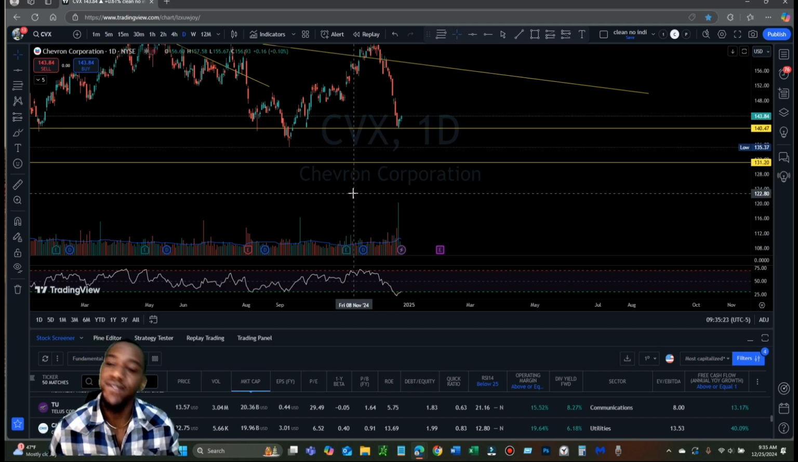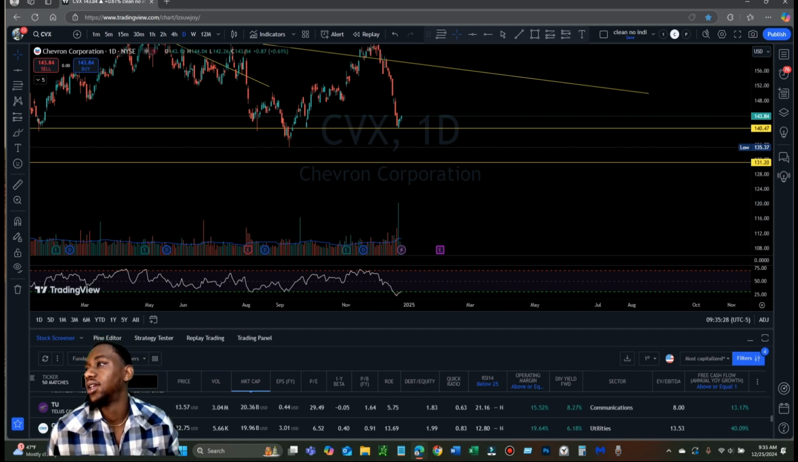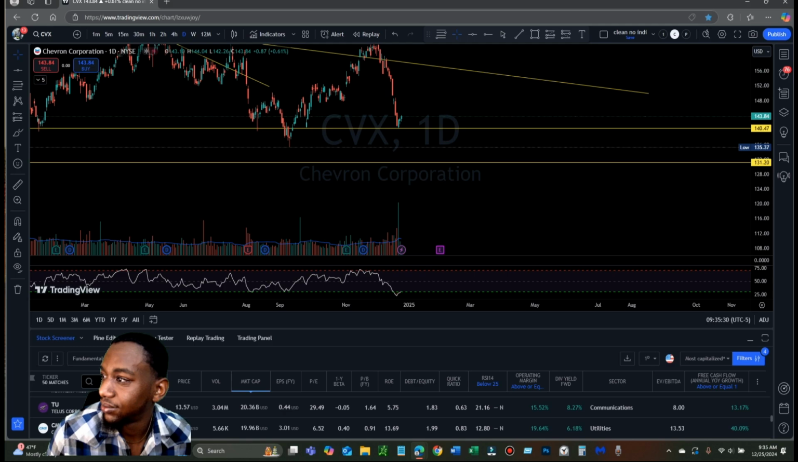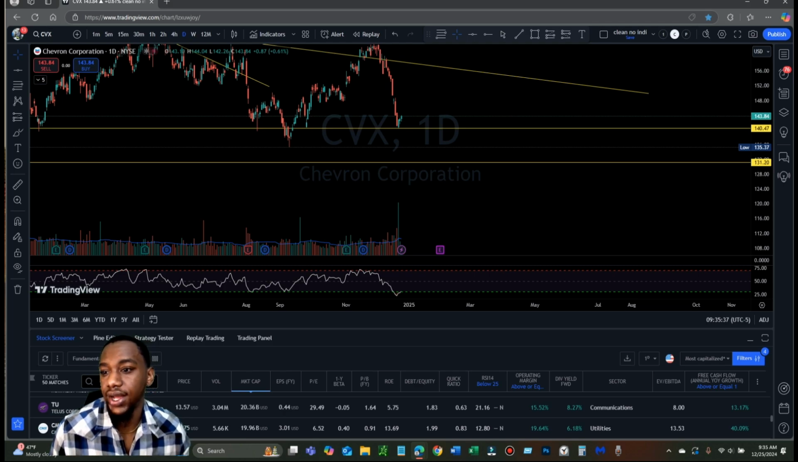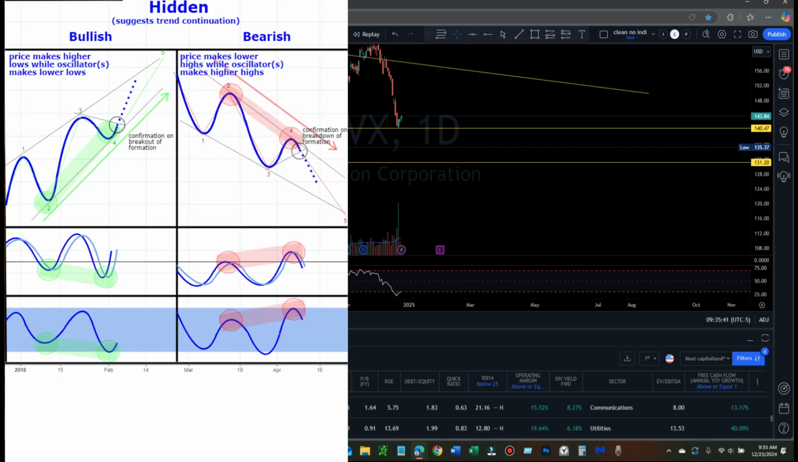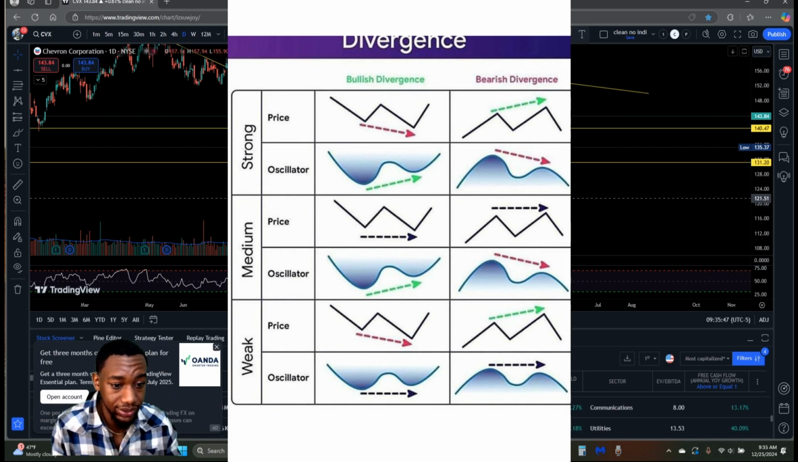All right, so next we've got divergence. Let me show y'all some divergences. So boom, this is regular bullish and bearish divergence. It suggests a trend reversal. I got some of these for y'all, and then I got some hidden divergences. Hidden divergences suggest trend continuation. So what we're gonna do is compare these stocks.